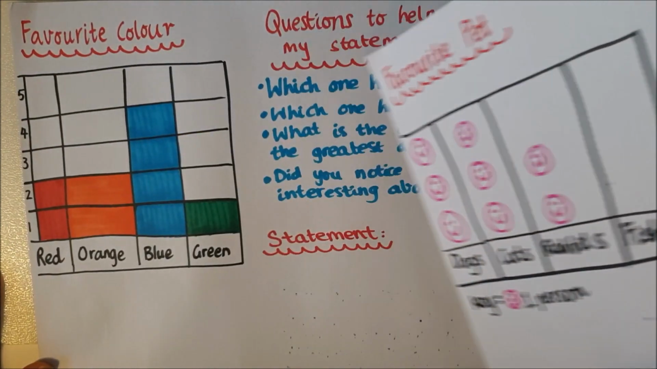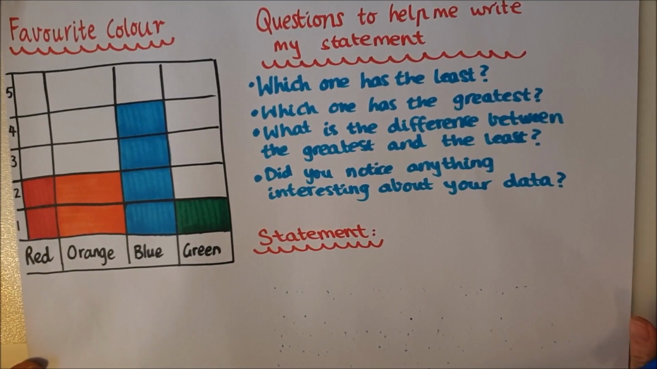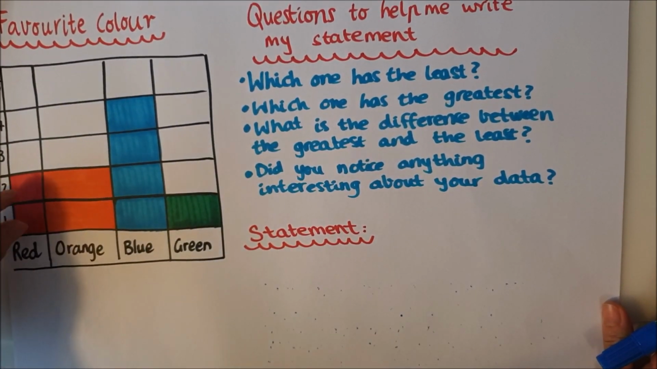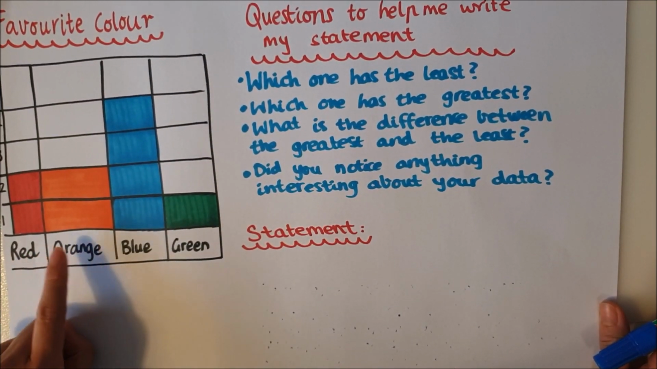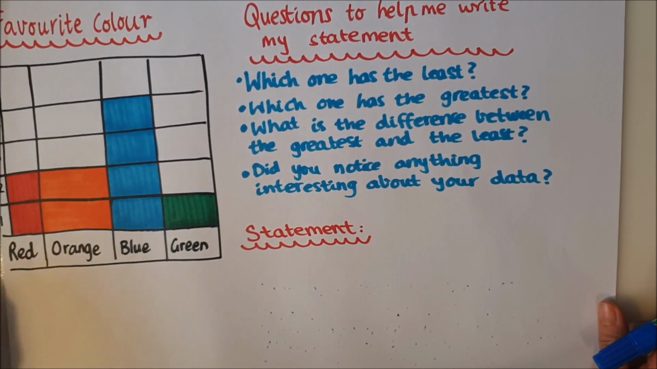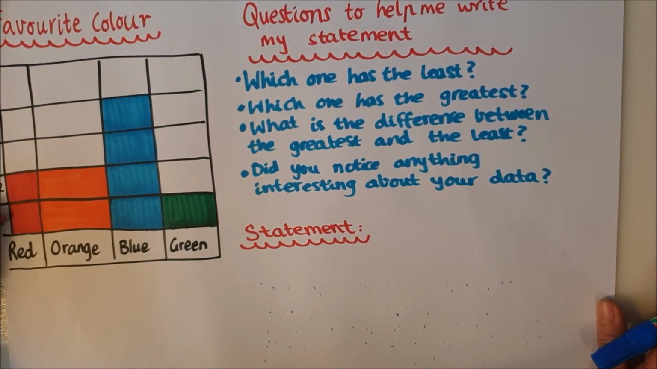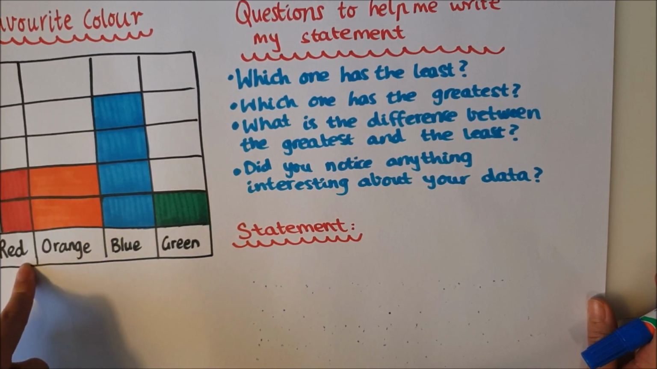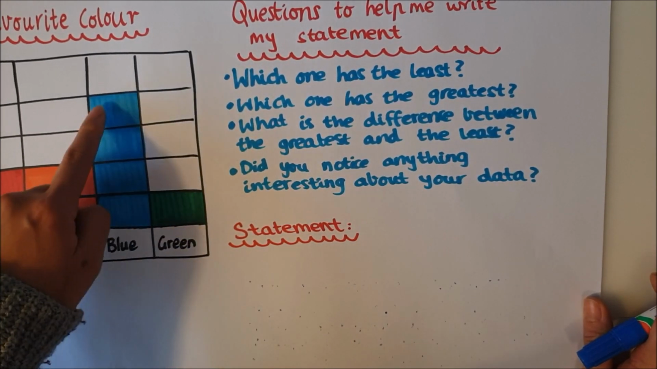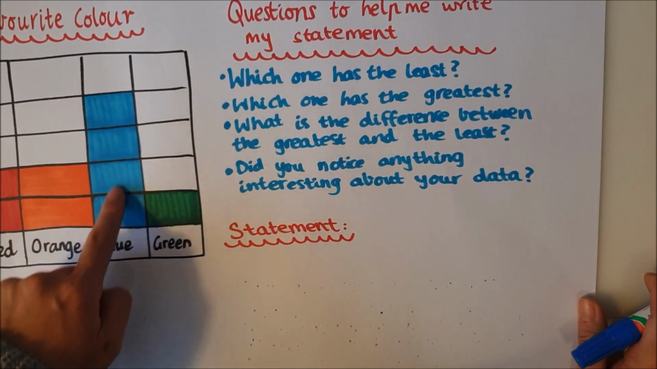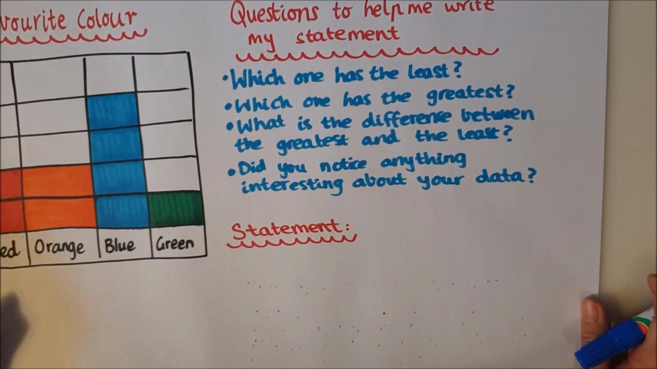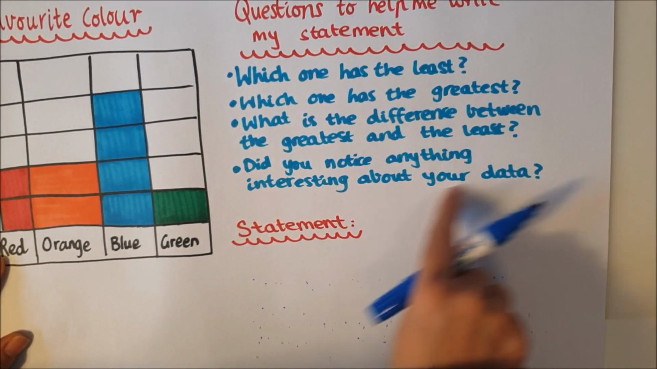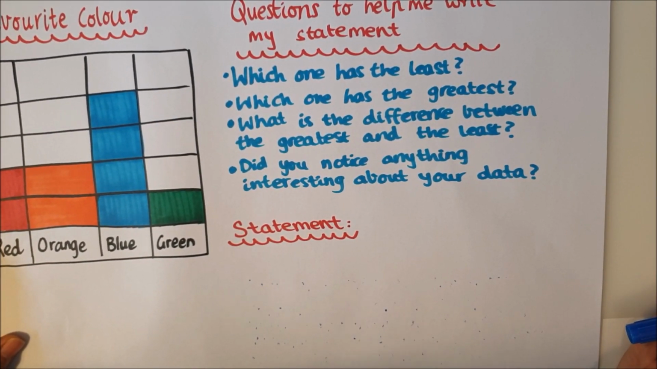Let's have a look at the third graph I've prepared. Here I have favorite color, and here is a bar graph. As you can see, I have red, orange, blue, and green as the different colors, and on the side tells me how many of each. We can see 2 people likes red, 2 people likes orange, and we have 4 people likes blue, and only 1 likes green. So again, let's go back to our questions, and this time I think I might try and use all of the questions.